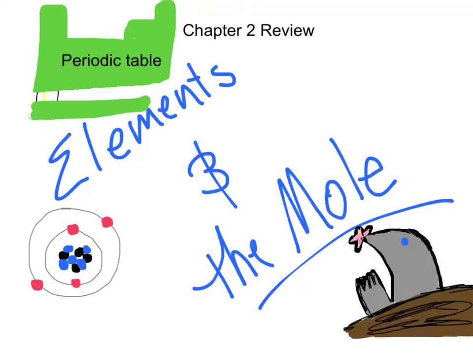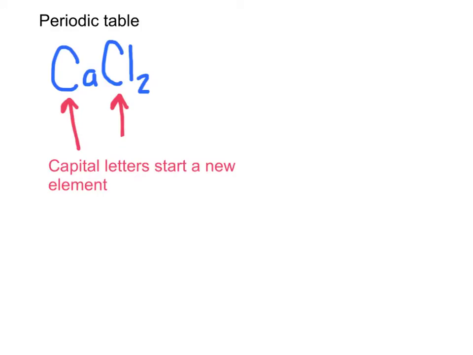So welcome to Chapter 2 review about periodic table, elements, the atom, and the mole. Here we go. So in the periodic table we talk about elements, and elements have symbols. The symbols start with a capital letter to start new elements. So for instance, here we have calcium and chlorine. Subscripts tell how many atoms there are per molecule. So if you have a subscript 2, that's 2 of whatever the element is before it.